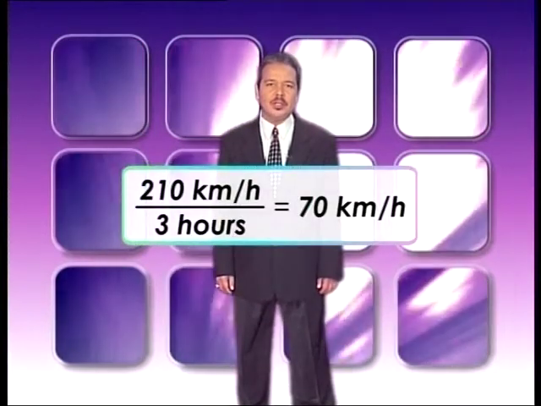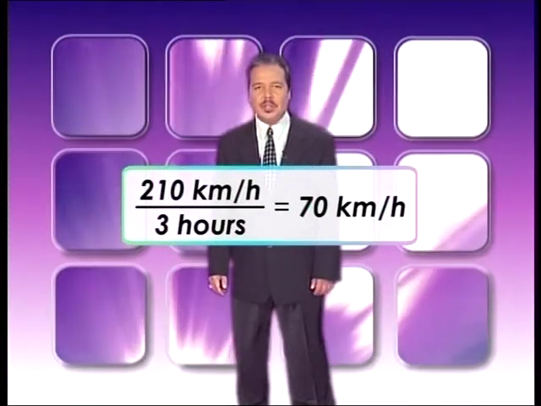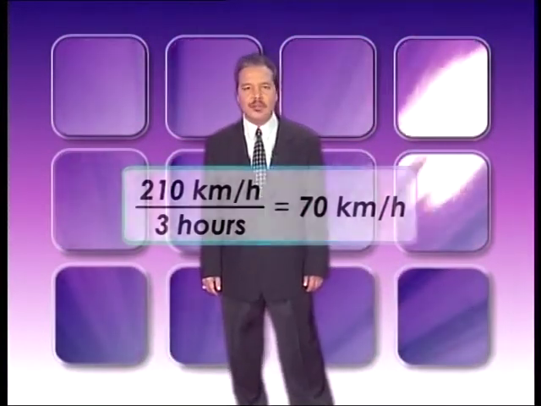Suppose a car travels a total distance of 210 kilometers in 3 hours. This means that its speed is 210 kilometers divided by 3 hours equals 70 kilometers per hour. Therefore, we assume that the car travels at 70 kilometers per hour throughout the distance.